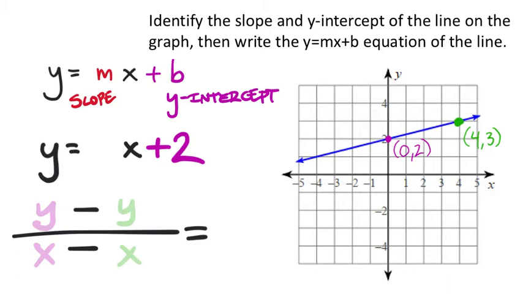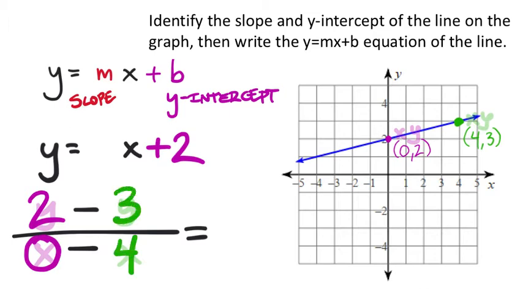Okay, I'll start with the purple one, where the x value is 0 and the y value is 2. So x in the denominator is 0, and the y value 2 goes in the numerator. 0, 2. There's our ordered pair in purple. And then we have the green ordered pair where the x value is 4 and the y value is 3. So x value 4 goes in the denominator, y value 3 goes in the numerator.